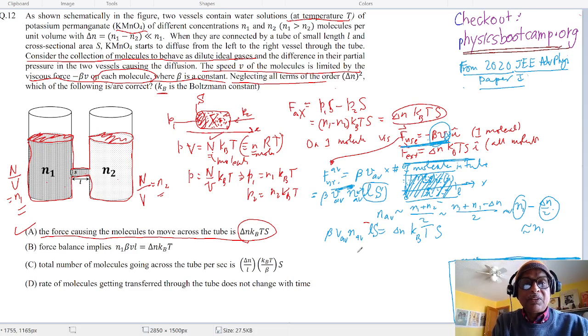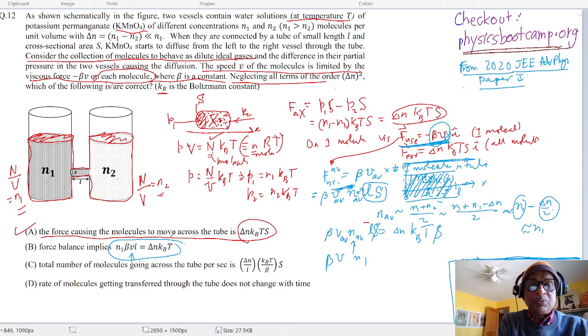So calling V average just V, n average is n1, this is V, but S cancels out, and we get delta n kBT. So this is also in the approximation that we're dealing with. This is also correct.